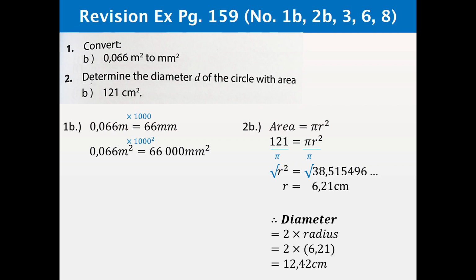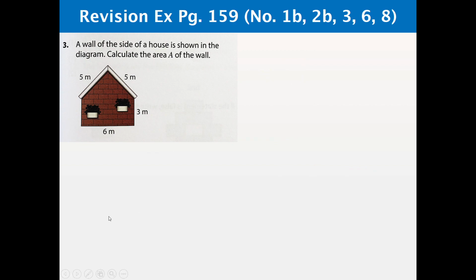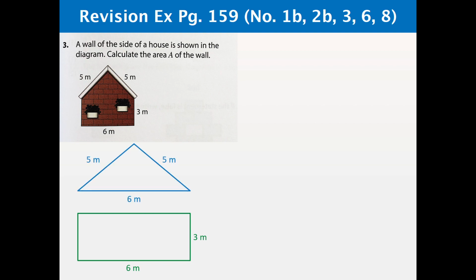Alright, then you have to do number 3. So number 3 looked like this. It said the wall of the side of a house is shown in the diagram. Calculate the area A of the wall. Okay, so basically calculate the area. If I split the shape up, I've got one rectangle and I've got one triangle. Okay, I know that the base of the triangle is equal to 6, because the base of the triangle is the same length as the length of the rectangle. So all I've done is I've just said, well, those opposite sides are the same.